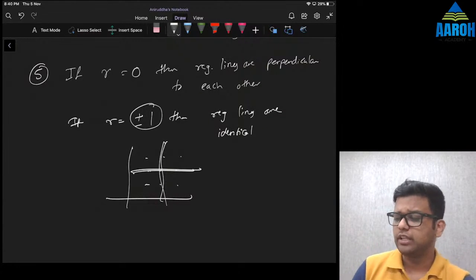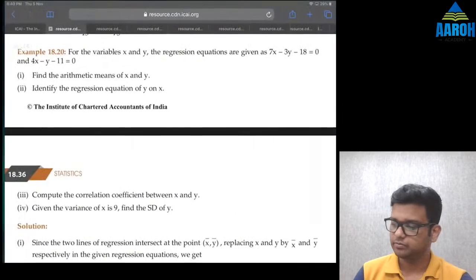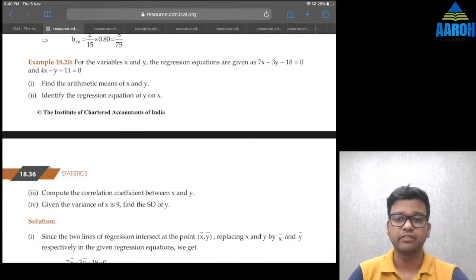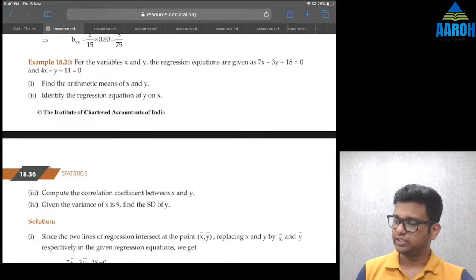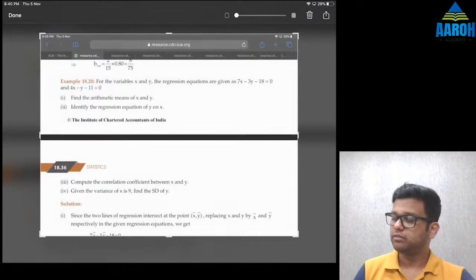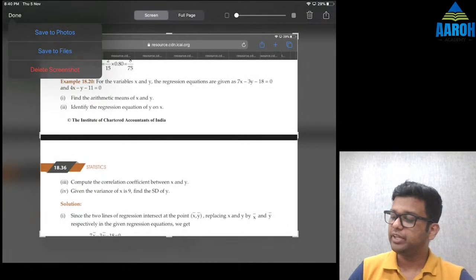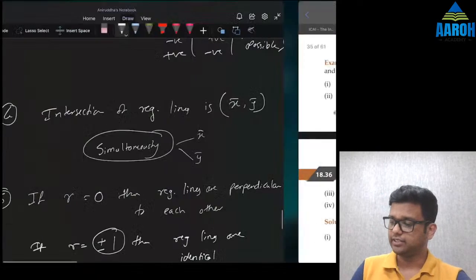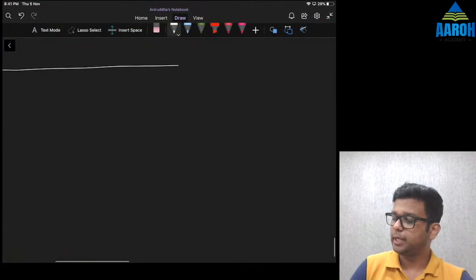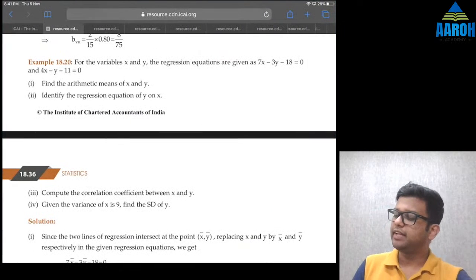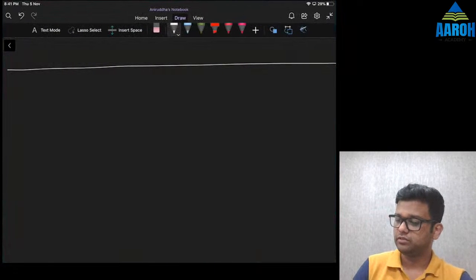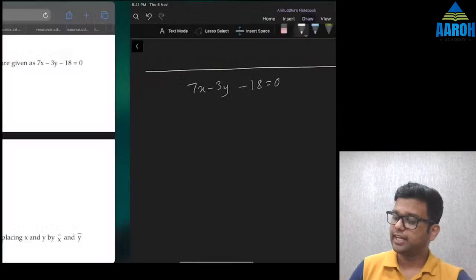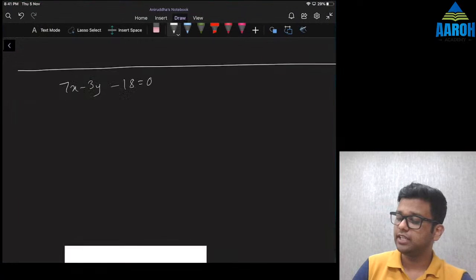We have to see one more question, the last one, which covers these last 2 points. Question 18.20 on page 18.35. Concentrate everyone, 100% concentration. You have to see one more point in this, which is a very good one. Let me write this data. For variables x and y, the regression equations are given as 7x minus 3y minus 18 is equal to 0, and the second equation is 4x minus y minus 11 is equal to 0.